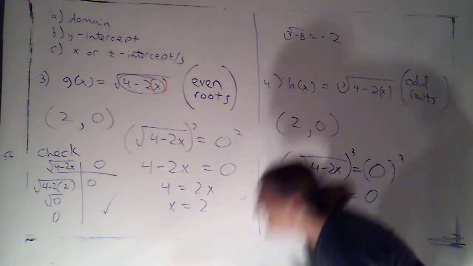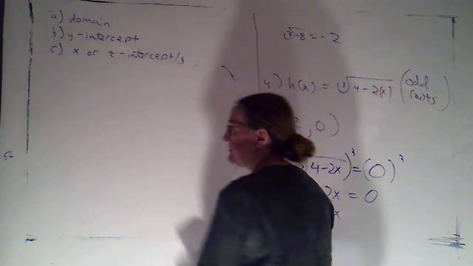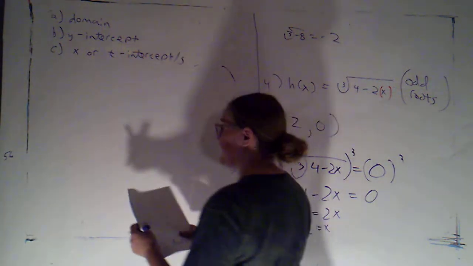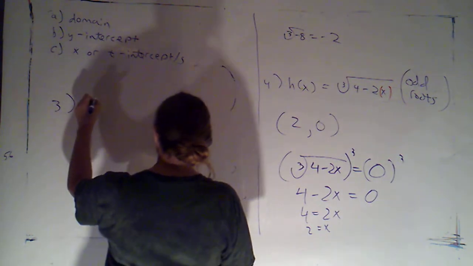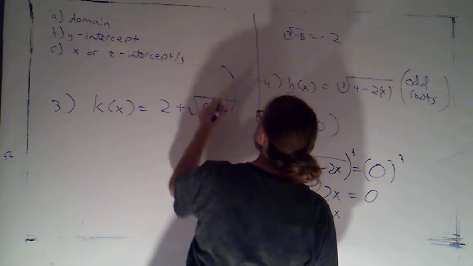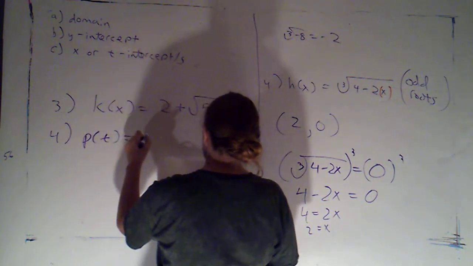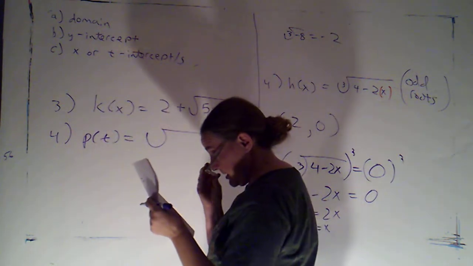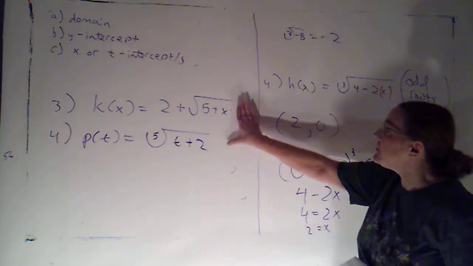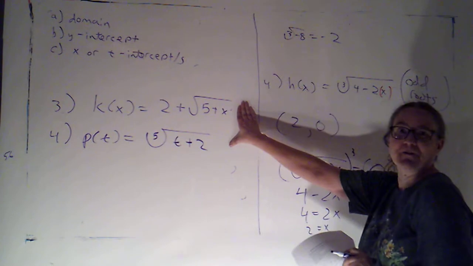Okay, so questions 3 and 4 both had 2 parts, and I did the first part for both of them. Now this video has been going for a little while, so I'm just going to end the video here, but I'm going to write down what the second parts were. So for question 3, it was k of x equals 2 plus the square root of 5 plus x. And for question 4, it was p of t equals the 5th root of t plus 2. So what I want you to do is work out these problems, and then in the next video we'll go over the solutions to those.